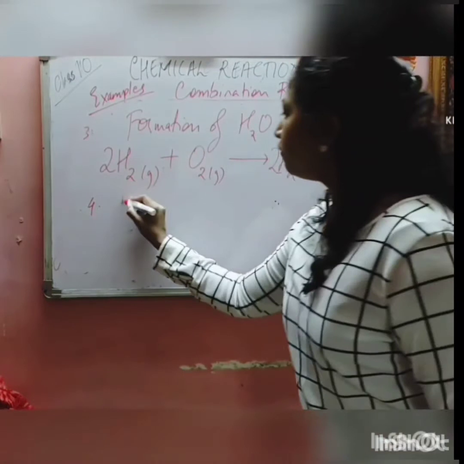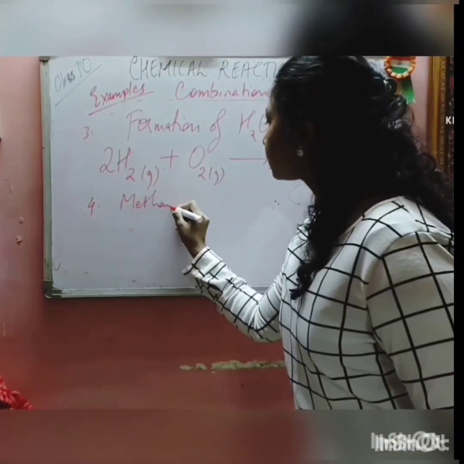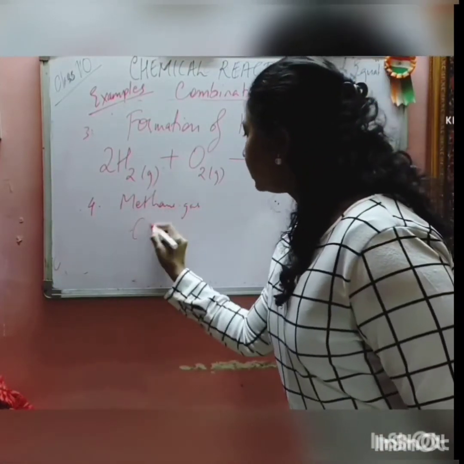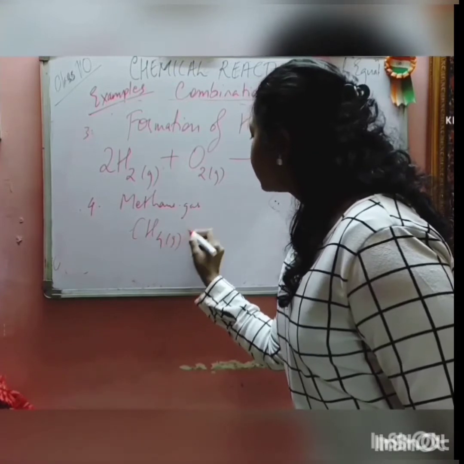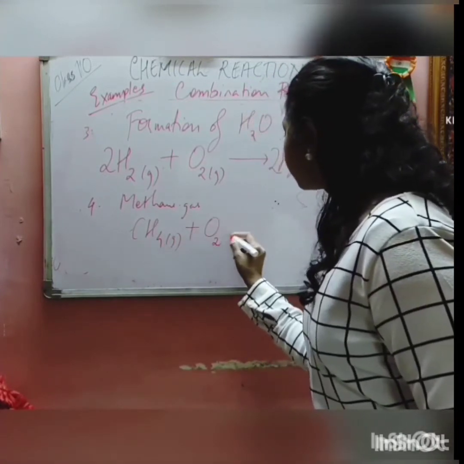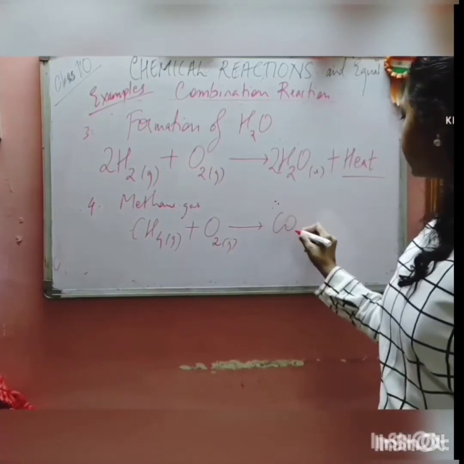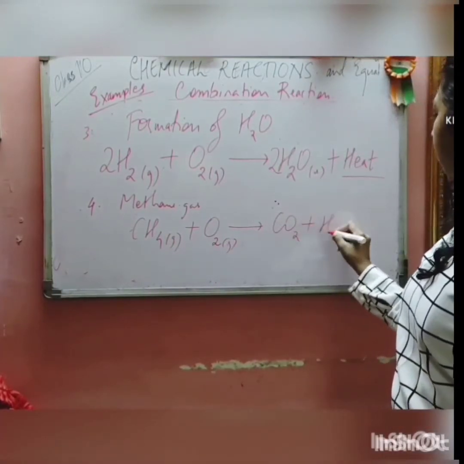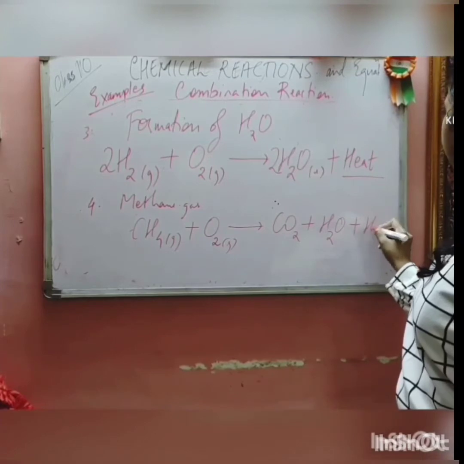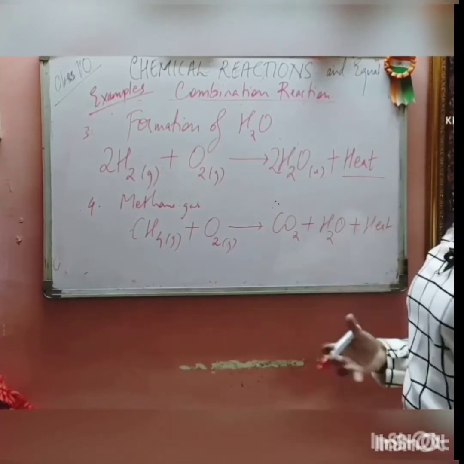This is the third example of a combination reaction. The fourth example is what? Methane gas. When methane gas reacts with oxygen, what you get is carbon dioxide, water, and heat and light.